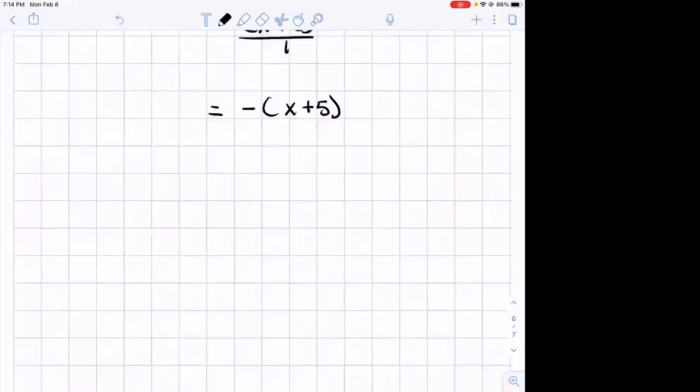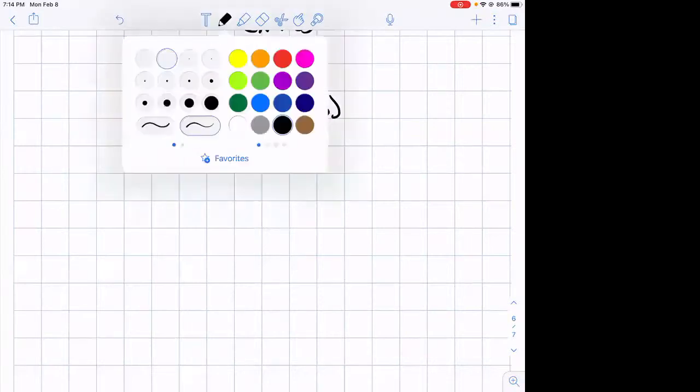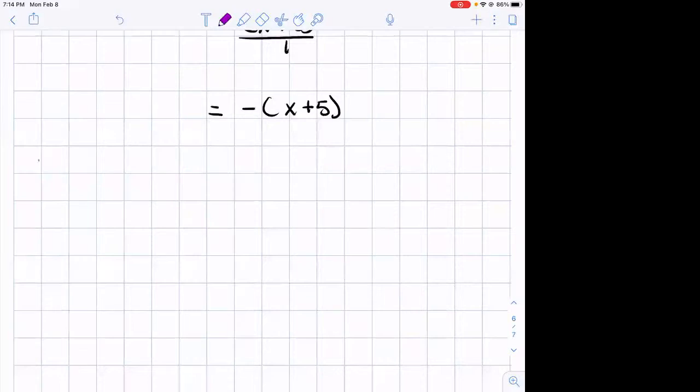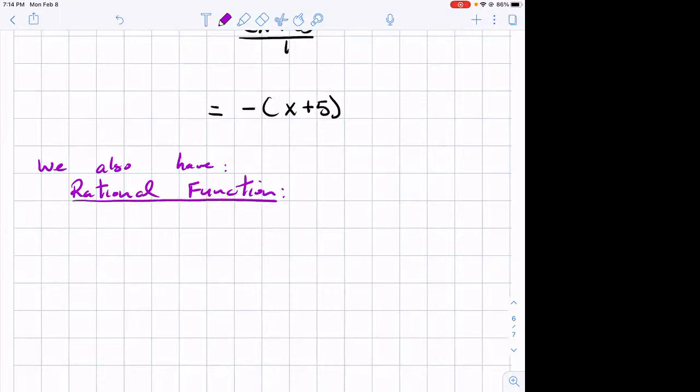So since we're looking at rational expressions and how to reduce them, there is also something we also have, what is called rational functions. Now, we haven't really talked about functions yet, okay? But since I'm looking at rational expressions, I might as well throw out there what a rational function is.